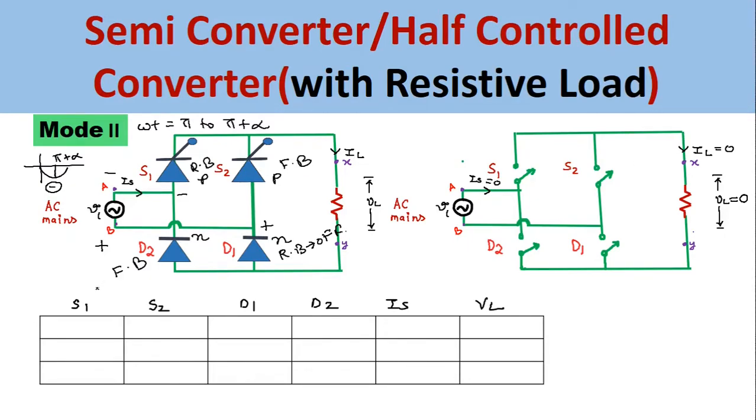Now we'll see the condition of currents of all these devices S1, S2, D1, D2 in this mode number 2. First one is S1 SCR. S1 SCR is open circuit, therefore current through this device will be equal to 0. S2 is also open, so current through this device is also equal to 0. D1, D2 is also open, so current through this device is also equal to 0. And since the source is disconnected from the load, therefore source current is also equal to 0. Load voltage is also equal to 0 because the load is disconnected from the source.